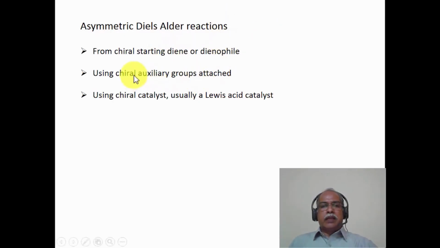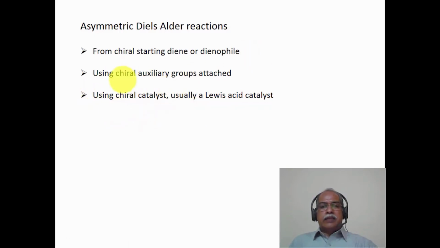Or a chiral auxiliary can be used. Chiral auxiliaries are chiral pendant groups temporarily attached to the diene or the dienophile, which can be removed by cleavage or by a hydrolysis kind of reaction, so that after the chiral induction takes place, the auxiliary can be removed and recycled. Last, and the most popular methodology, is to use a chiral Lewis acid.